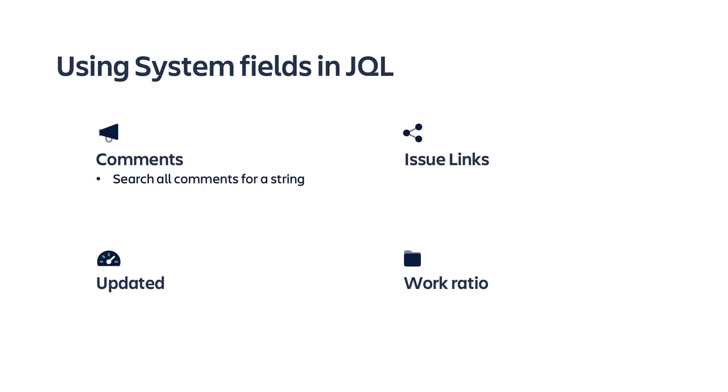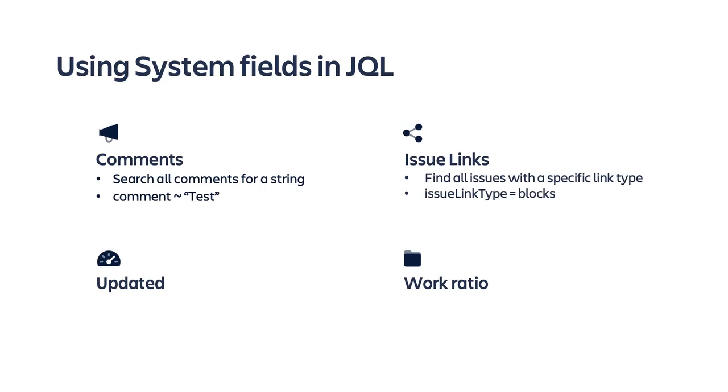Some issue fields don't seem to be a field, but they are searchable, like comments. You can search for all comments containing a specific string by searching using the comment field. To search for all issues containing the text test, you would key in comment tilde and the word test within quotation marks. It's also possible to search the issue links for a specific link type, such as an issue blocker. To search for an issue link type of blocker, you'd key in issue link type equals blocks.